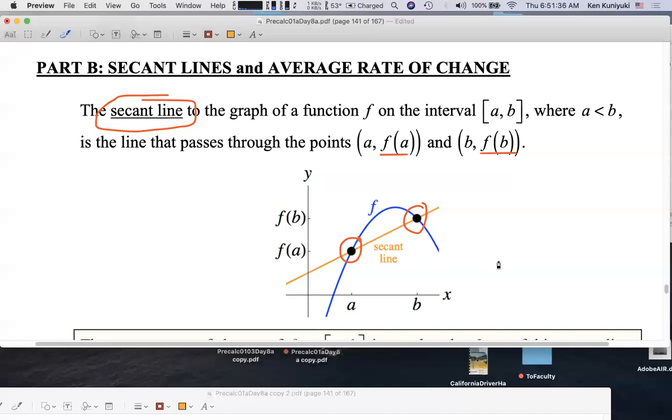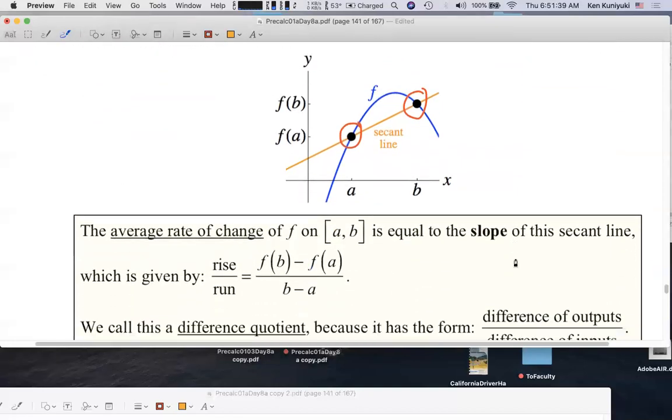And the slope of this secant line has an important application. The slope of this secant line gives the average rate of change of the function f on this interval from x equals a to x equals b. Assume for now that b is greater than a. Average rate of change is given by the slope. What slope? Rise over run. The rise is f of b minus f of a. The run is b minus a. In principle, b could even be less than a in this formula. b could be here, a could be there.